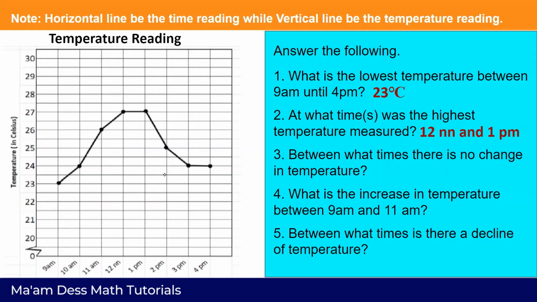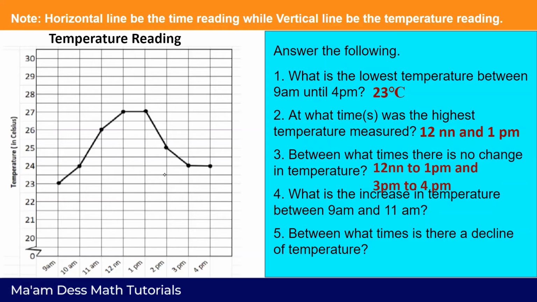Next, number 3. Between what times is there no change in temperature? So, alin daw po yung walang change in temperature? So, meron po tayong nakikitang dalawa dyan. So, we have 12 noon to 1 p.m. Ito po yun, 12 noon to 1 p.m. And then, 3 p.m. to 4 p.m.